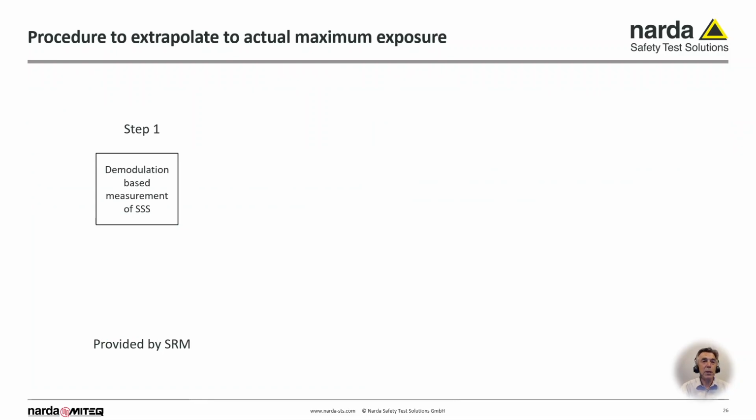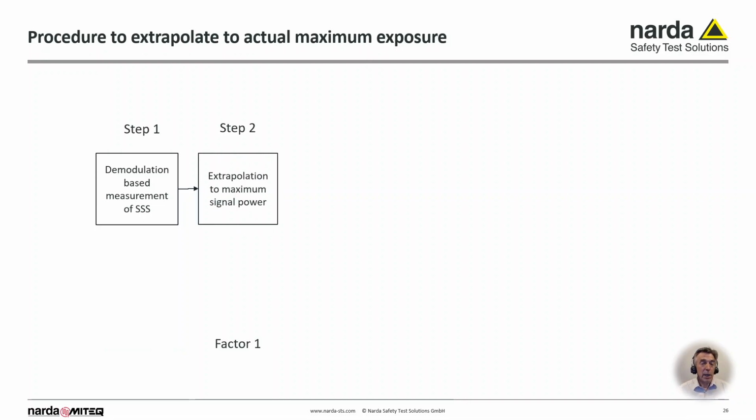When we go through the procedure, this means the basic result is the demodulation-based measurement of the synchronization pulse. This synchronization pulse is always propagated. The synchronization pulse can also have beamforming, but it's transmitted with full power. So that's why we can take it as a reference, okay? So it's not depending on the traffic. It's always transmitted with full power. That's why we take it as the base, okay? And this result is provided by the SRM, the SSS.